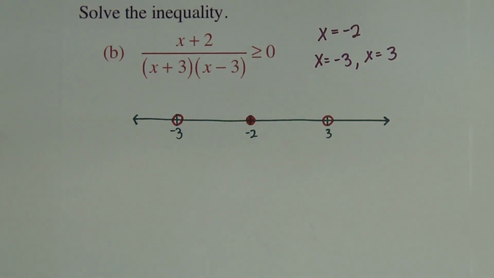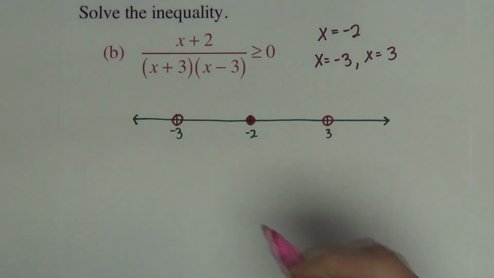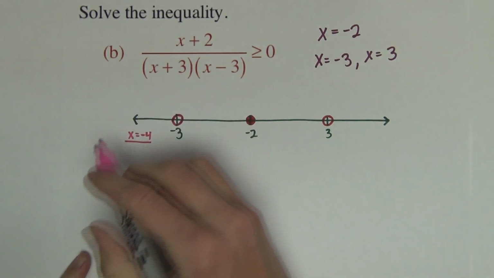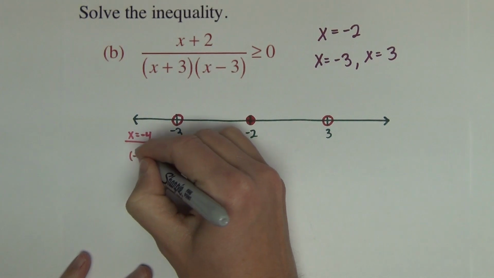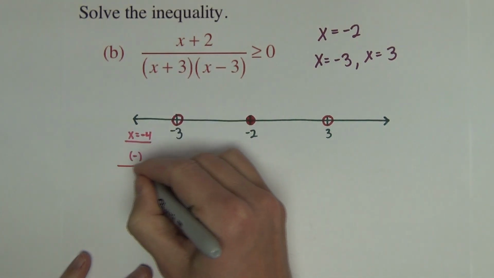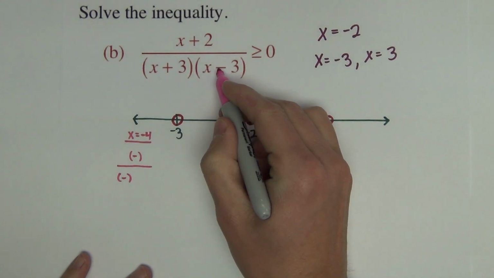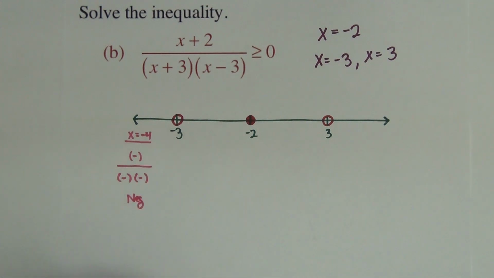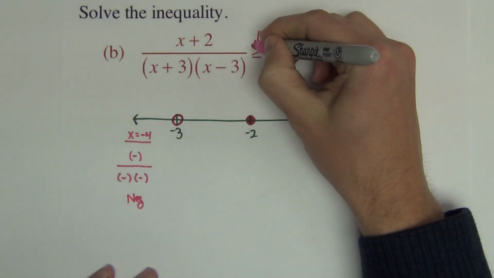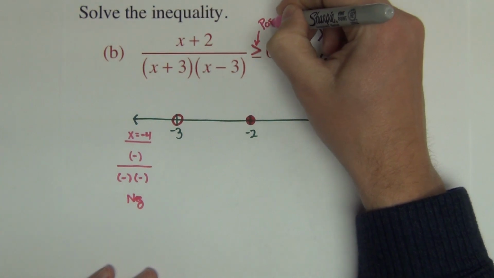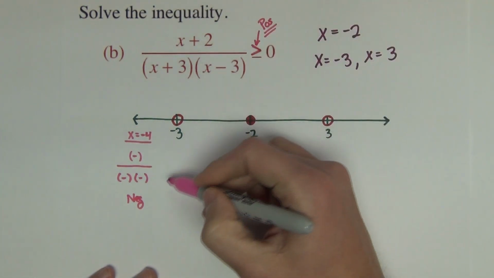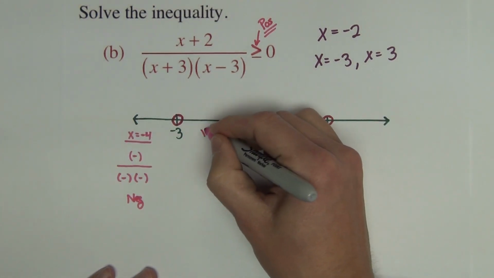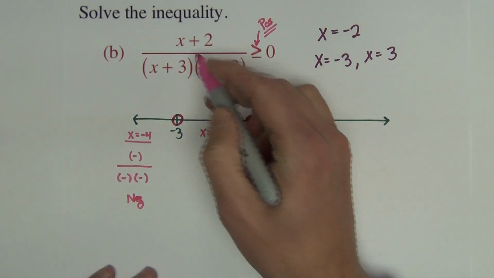Alright? Now we're going to start testing, determining where we're going to shade. So I'm going to begin, let's start on the left this time. Maybe I try -4. And so -4 plus 2 is negative. -4 plus 3 is negative. -4 minus 3 is negative. 3 negatives are negative. And this time I want numbers that are greater than 0. I want positive numbers on this particular problem, so I don't want this negative part of the number line. Okay, so let's move between these two. Let's try -2.5.